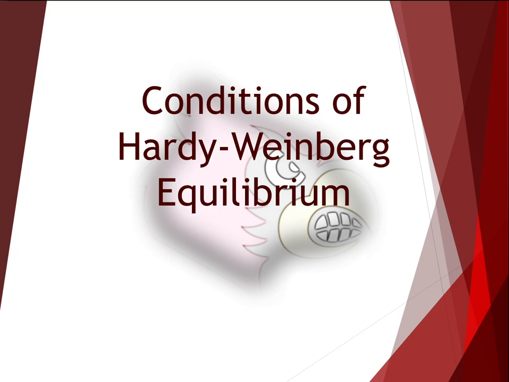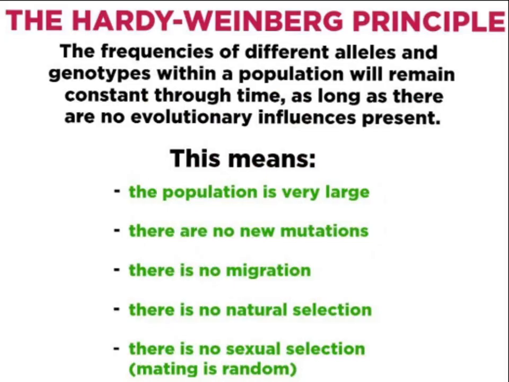Conditions of the Hardy-Weinberg equilibrium. If the allele frequencies change, then the population is not in equilibrium. This is true of every population in nature. Hardy-Weinberg equilibrium is possible only for an idealized population that satisfies the following sets of assumptions.